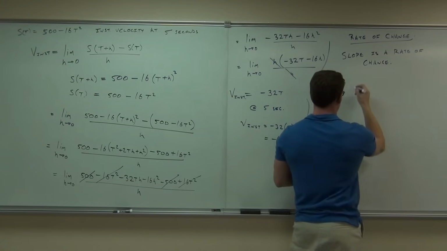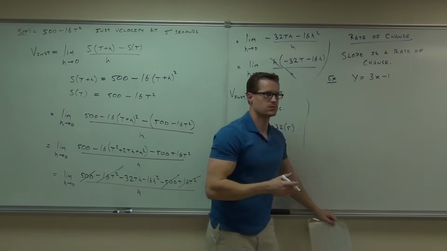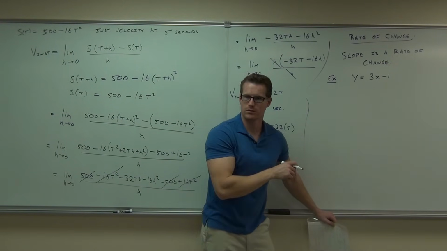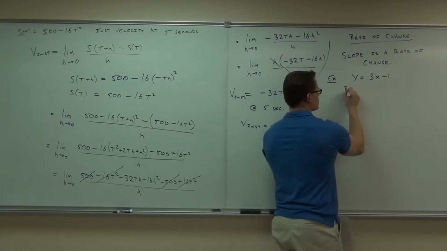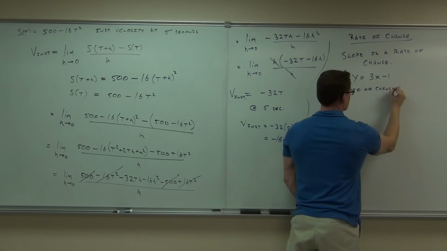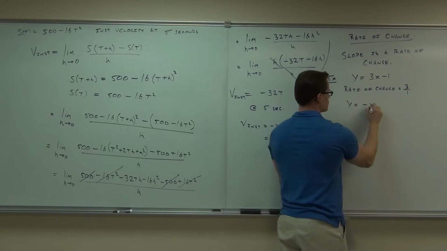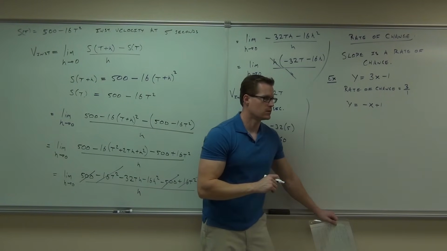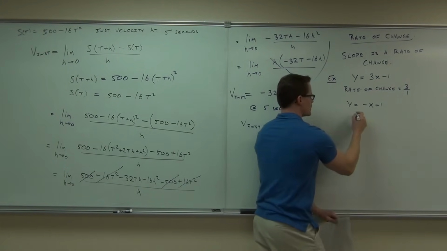Just a basic example here. What's the rate of change? Why would you say 3 over 1? He's right. That's a slope. Slope is a rate of change. So the rate of change is 3 over 1. How about for this one? What's the rate of change there? Sure, -1 over 1 if you want to say 1, or just -1 would be the rate of change.